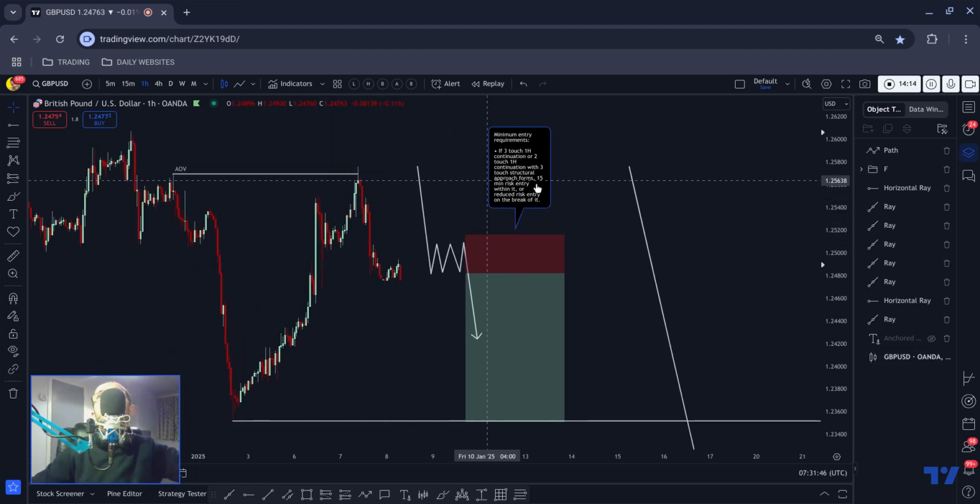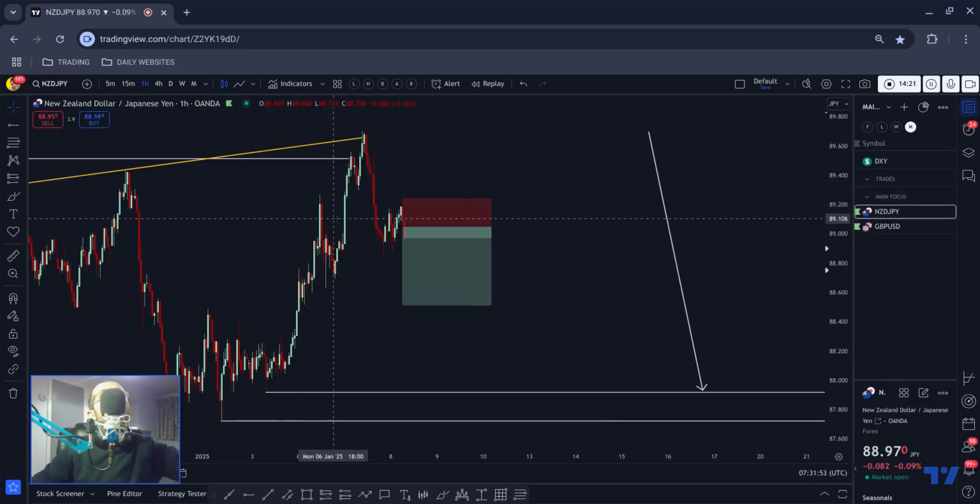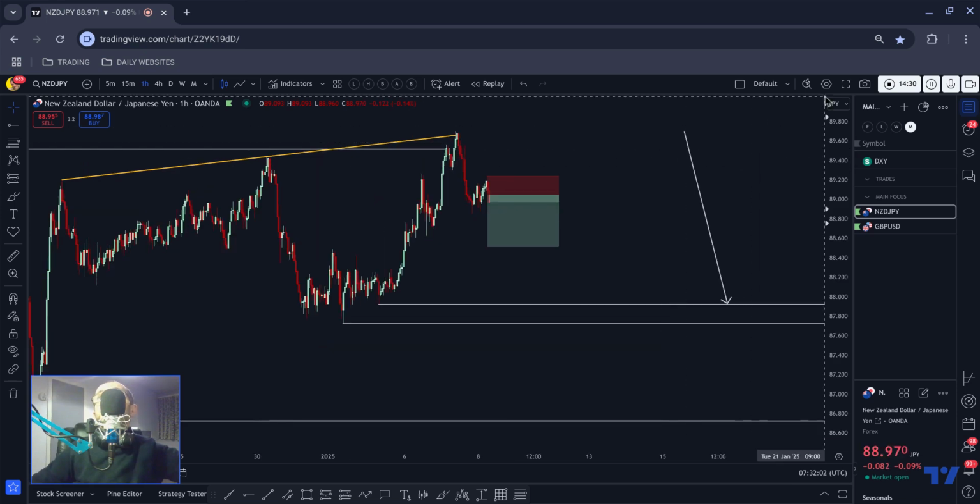Okay, so that is pound dollar, and that's what I'm going to be looking for today, folks. We shall see what happens with Kiwi yen. Win, loss, or break even, I don't care. Okay, I'm sticking to my rules. I'm sticking to what I've been taught to do, and then we'll see what the market wants to do. So that is what I'm looking for today, folks, and that is the trade that I'm in.